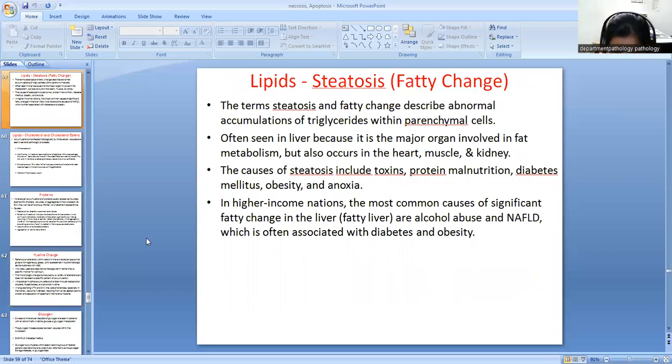Lipid steatosis, fatty change. The terms steatosis and fatty change describe abnormal accumulation of triglycerides within the parenchymal cells, often seen in the liver because it is the major organ involved in fat metabolism, but also occurs in heart, muscle, and kidney. The causes of steatosis include toxins, protein malnutrition, diabetes mellitus, obesity, and anorexia. In higher income nations, the most common causes of significant fatty liver are alcohol abuse and NAFLD, non-alcoholic fatty liver disease, which is often associated with diabetes and obesity.